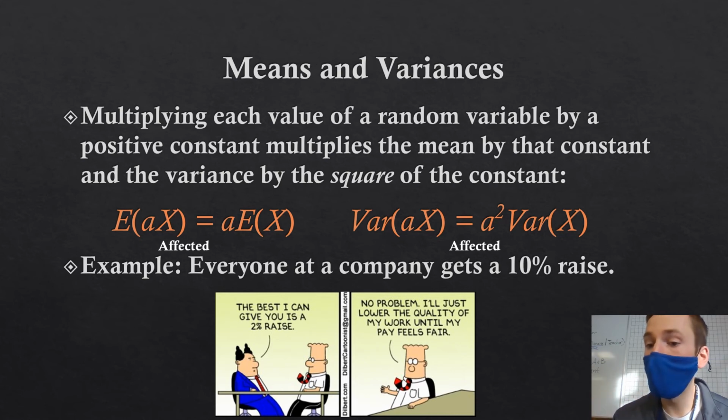Okay, and that way when we take the square root of it, we actually just multiply standard deviation by A. So both expected value and standard deviation, we're going to multiply by A. Variance, we have to multiply by A squared because that is the square of standard deviation. Okay, so a situation like this might be if everyone at a company gets a 10% raise, we're going to multiply everyone's salary by 1.10.